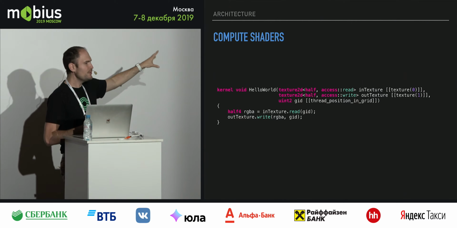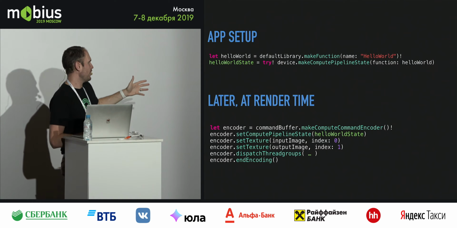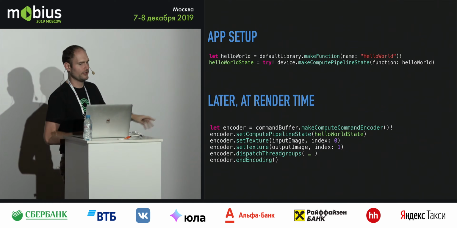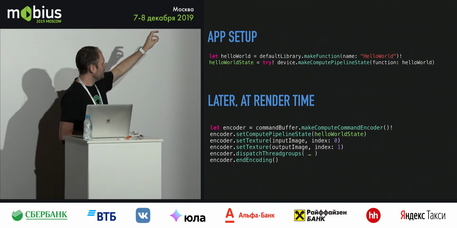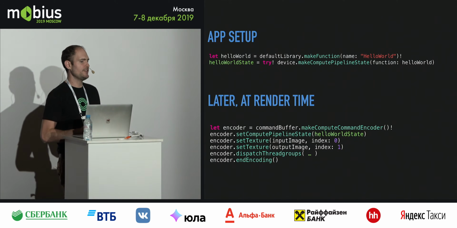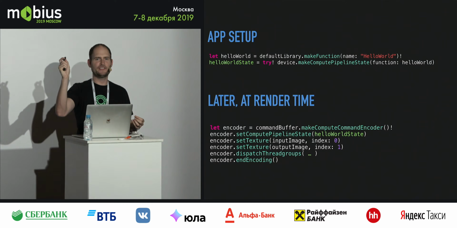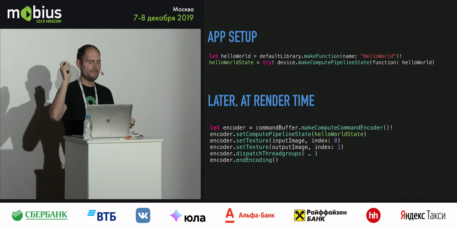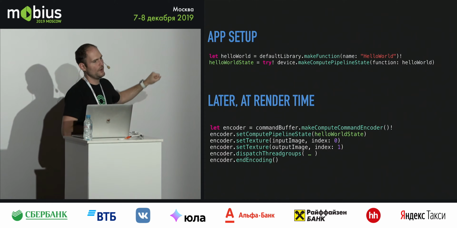So how do we execute this? In the Swift side of the code, I've taken out all the boilerplate to show you exactly what the important bits look like. You start out at the beginning of your app and you declare the different shaders that you want to execute. So here I say that I have this function called hello world that I want to execute later, and I make a handle that references this shader, which is known as a compute pipeline state. I store that somewhere.